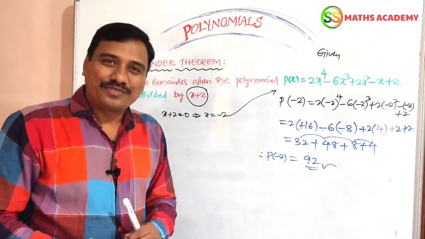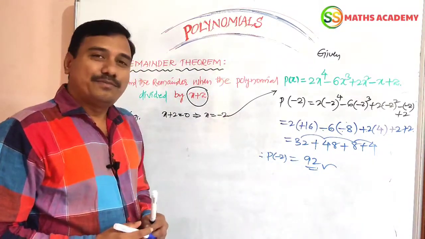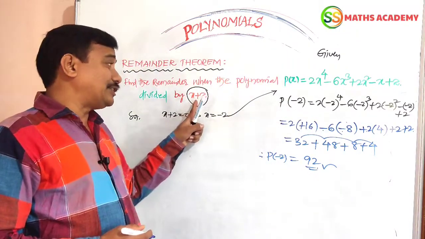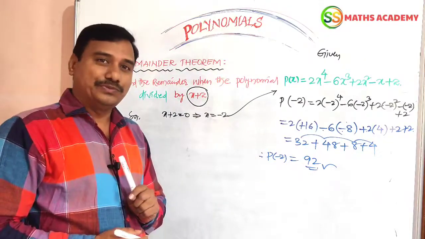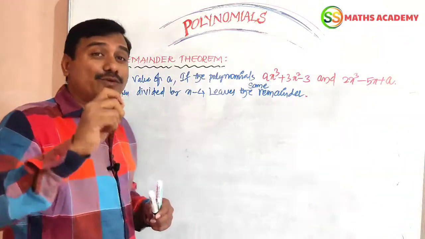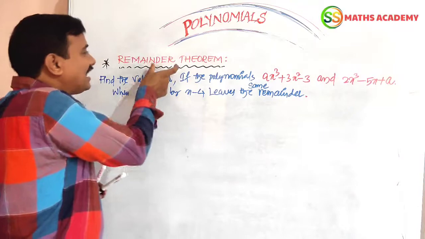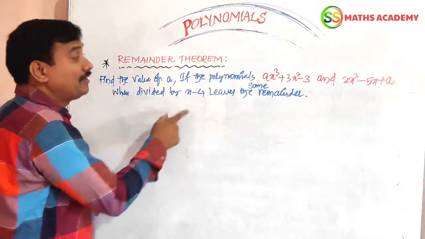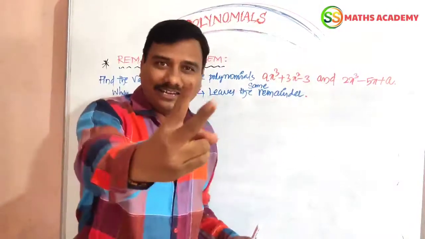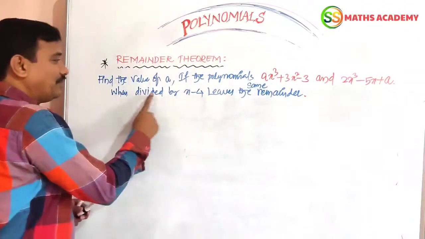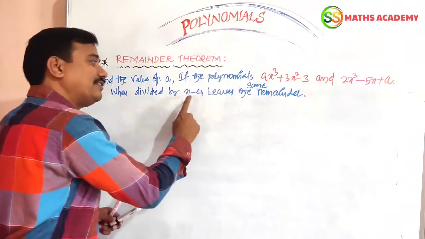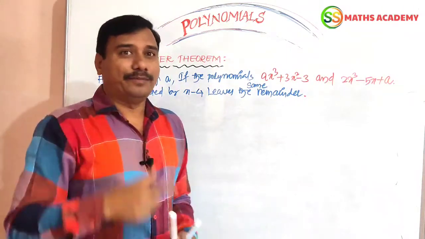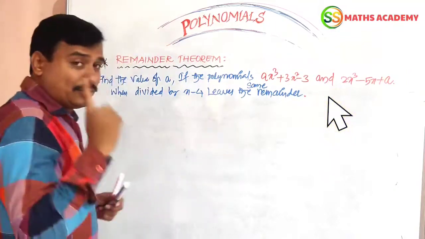Got it? This is the polynomial, and the remainder is 92. When this polynomial is divided by x plus 2, we should get the remainder 92. Friends, let us see one more good question on remainder. The question is, find the value of a if two polynomials, when divided by x minus 4, leave the same remainder. Now let us see, good question only.